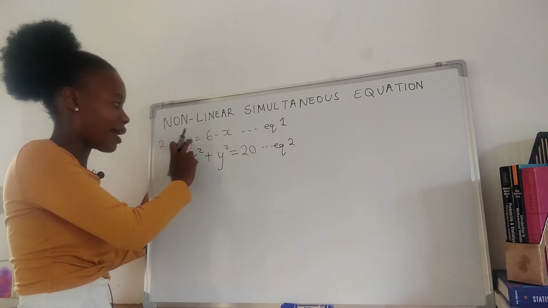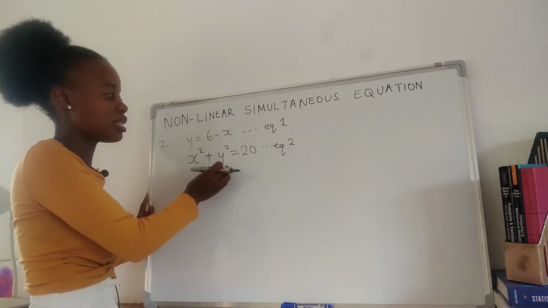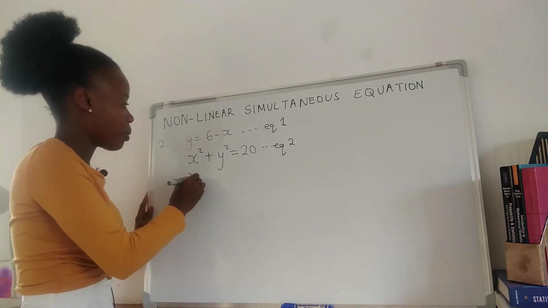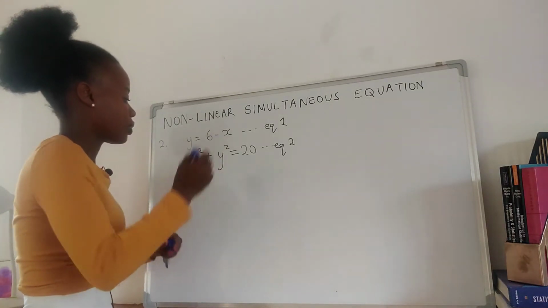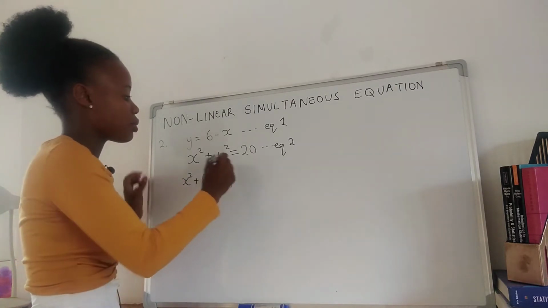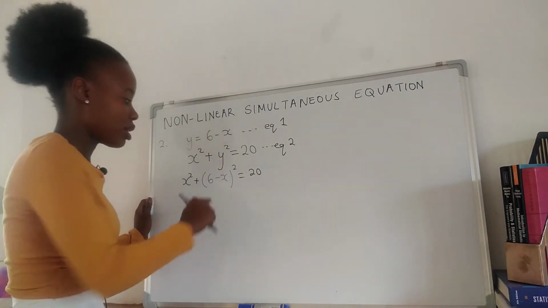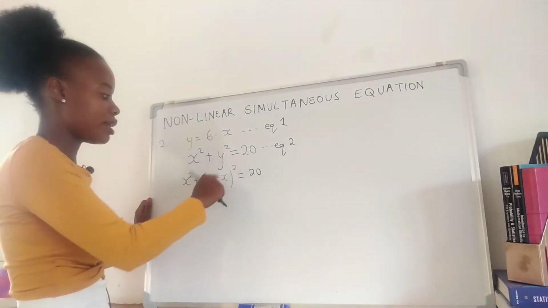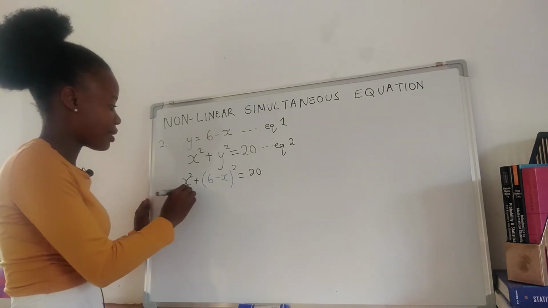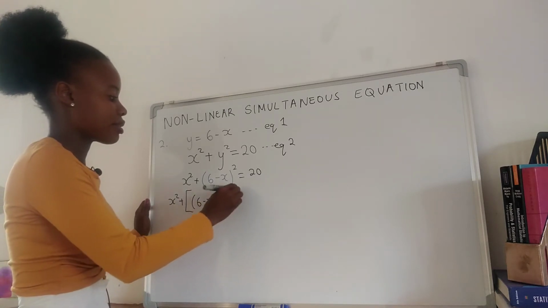When you see y in equation 2, we just take 6 minus x and substitute, because we say this is y. So we're going to have x squared plus 6 minus x, which is y, squared, equals 20, right? After that, we expand this. This is not 6 squared minus x squared. We are supposed to expand this. So we're going to have x squared plus, this is 6 minus x, 6 minus x.